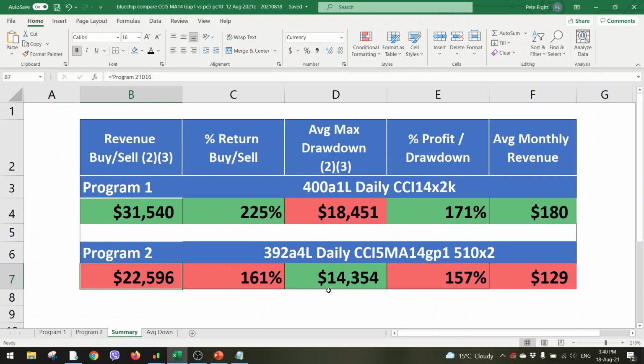So even though that's a lower drawdown, there's less profitability. So the drawdown percentage rate is 157, which is a lesser result than that. And then lastly, looking at the monthly revenue, which is simply that divided by the number of months, which equates to about $180 a month on average return versus 129. So on that basis, this gives us a better overall result using program 1. So we'll be using that program to trade in our strategy moving forward.